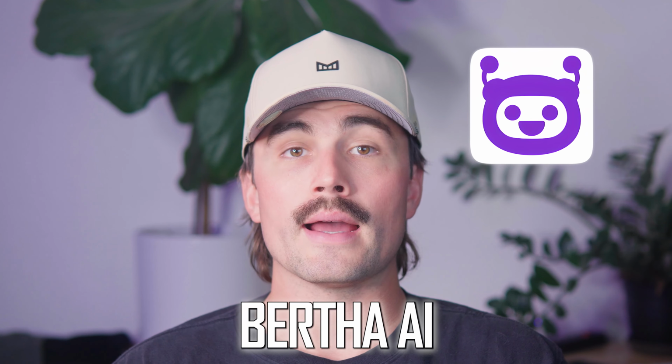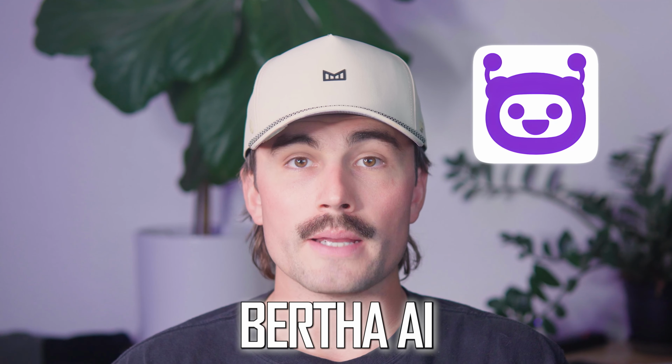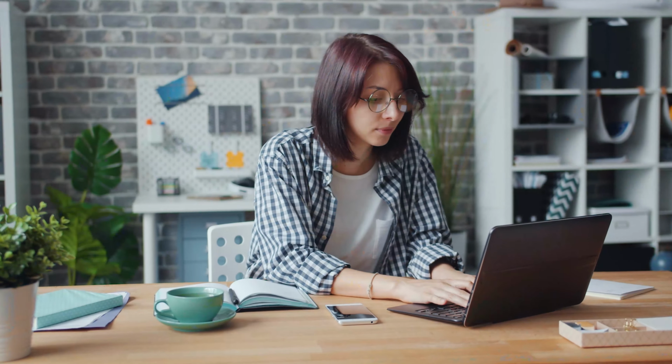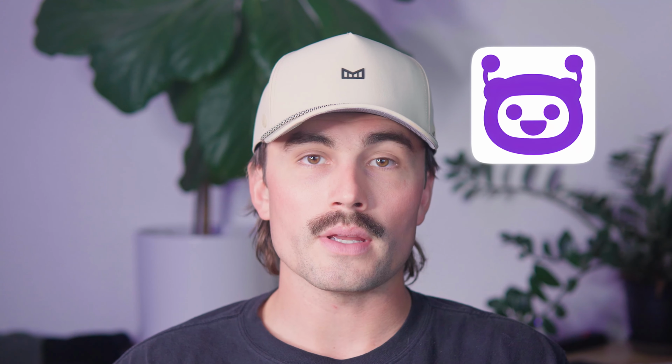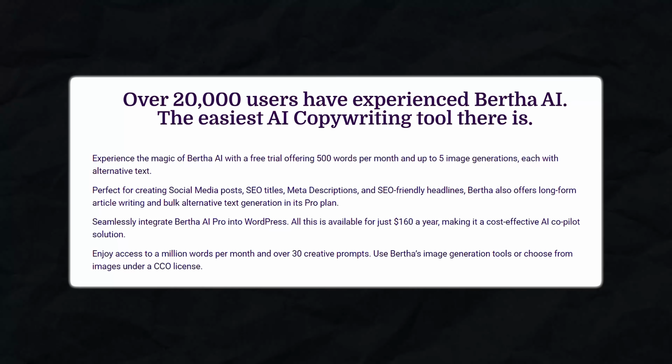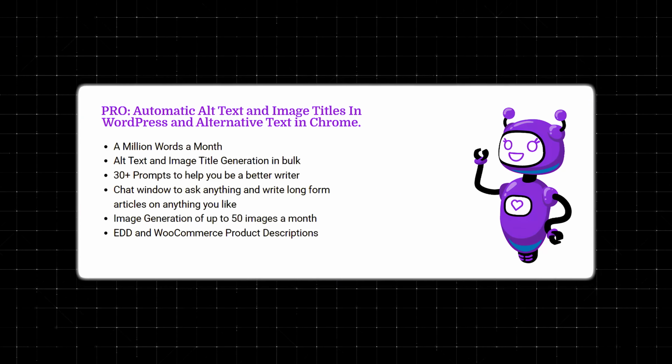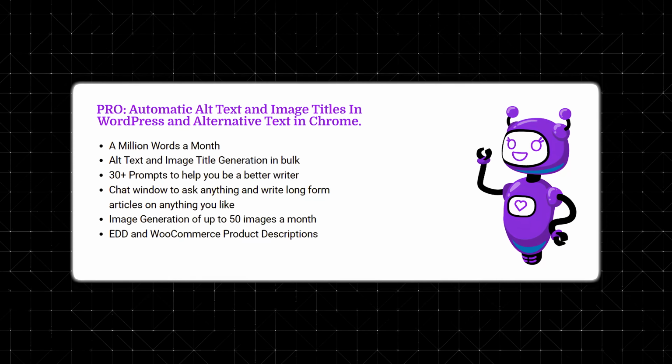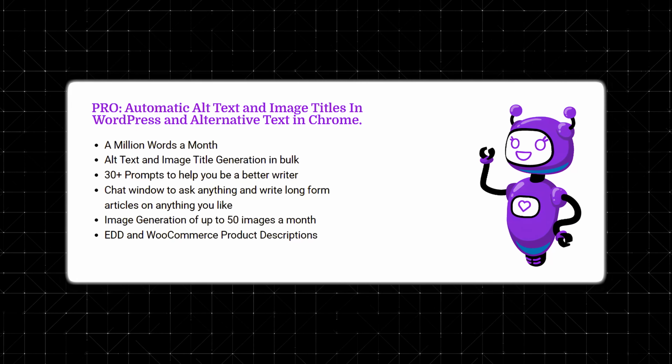Number 6, Bertha AI. Add copywriting to your website. If you're building a website or blog and you want your assistant to help with writing, Bertha AI is a solid pick. It lives right inside your WordPress dashboard and pops up when you're working on a page or post. Need a headline? Bertha will give you a few to choose from. Stuck on the intro paragraph? It'll write a few drafts for you. You can guide the tone and style so it'll sound like you. But the real power is how it saves time and helps you avoid getting stuck staring at a blank screen.